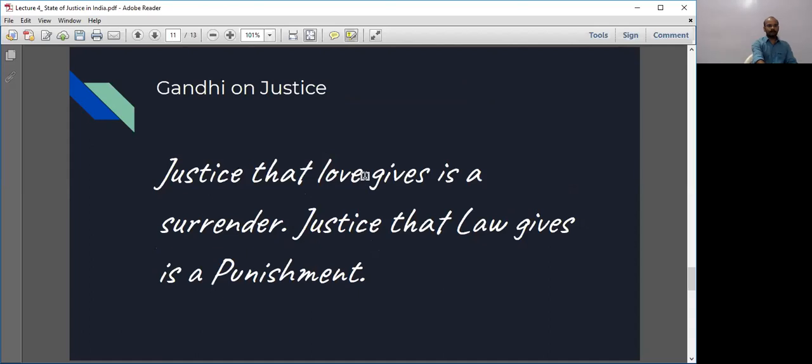Next, I will end with this, but before I end, there is one more concept that I would like to take up. Amartya Sen has a famous book, the title of which is The Idea of Justice. In his book The Idea of Justice, Amartya Sen talks about the kind of institutions that we have at present.